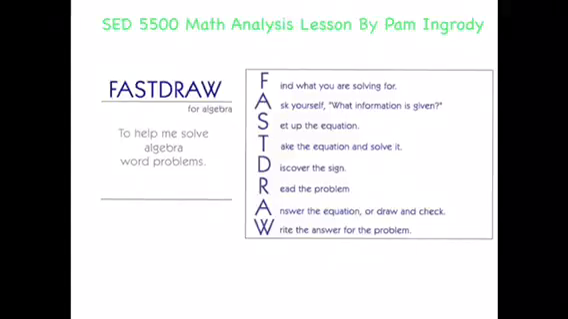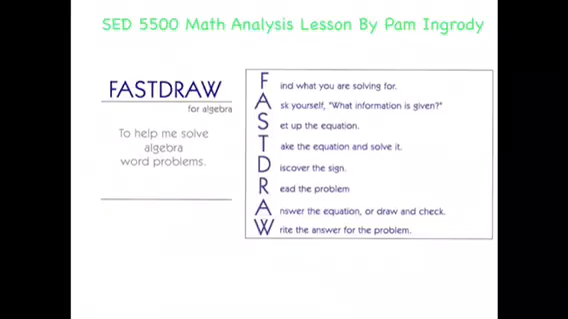I'm going to demonstrate the FASTDRAW strategy for algebra. FASTDRAW strategy is a math reasoning strategy that combines cognitive and metacognitive elements to support successful math problem solving.